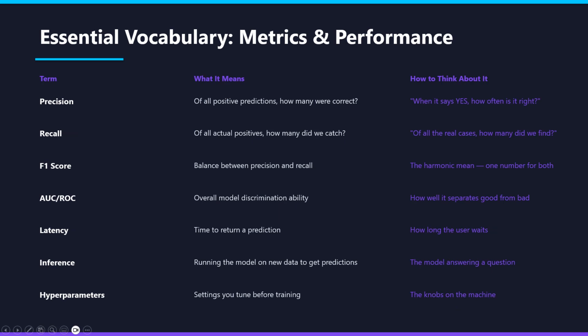Yeah. And the group two, metrics and performance. Precision. Of all the things the model flagged as positive, how many were actually positive, right? When a model says this is fraud, how often is it right? High precision means few false alarms.